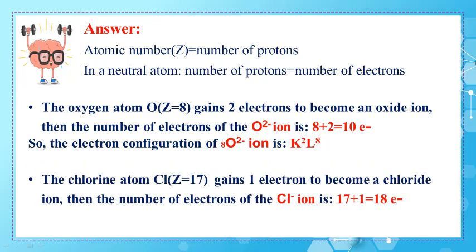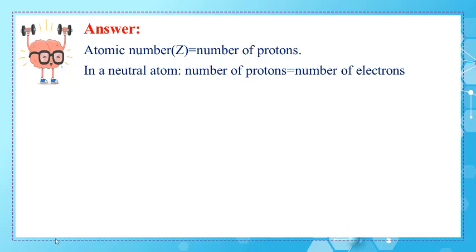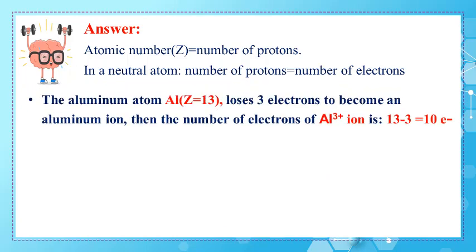For writing the electron configuration of Cl-, we say that the chlorine atom Cl having Z equals 17 will gain 1 electron to become a chloride ion. Then the number of electrons of the Cl- ion is 17 plus 1 will give 18 electrons. So the electron configuration of Cl- ion is K2L8M8.